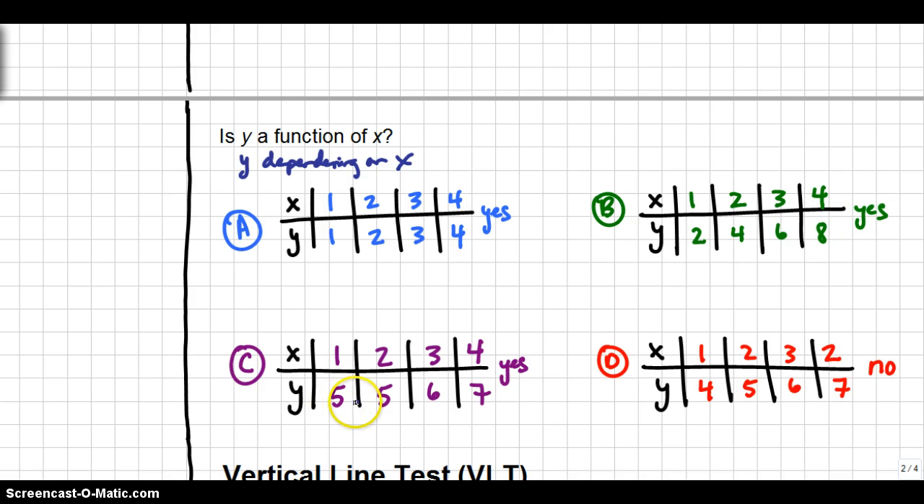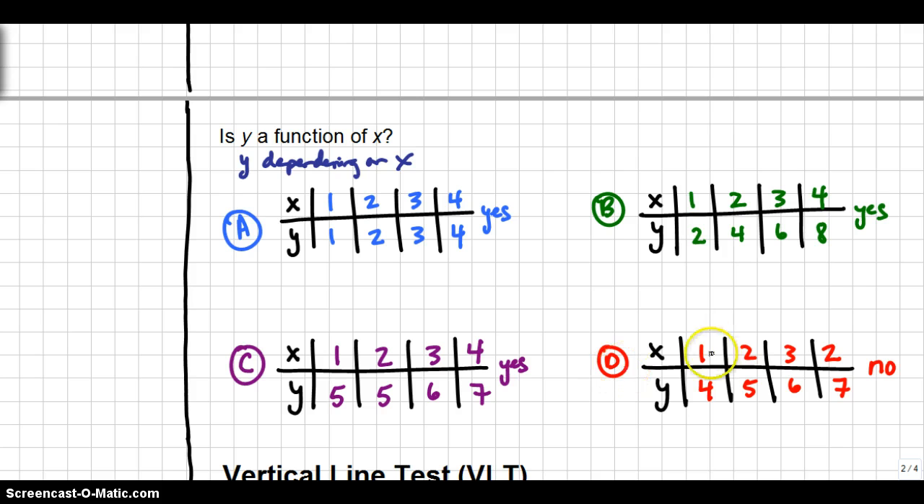What gets tricky is when there's repeats involved. Let's look at choice C here. You plug in a 1, you get a 5. You plug in a different x and you get the same result. That is allowed. Repeats in the dependent variable are allowed as long as the x's were independent of each other.